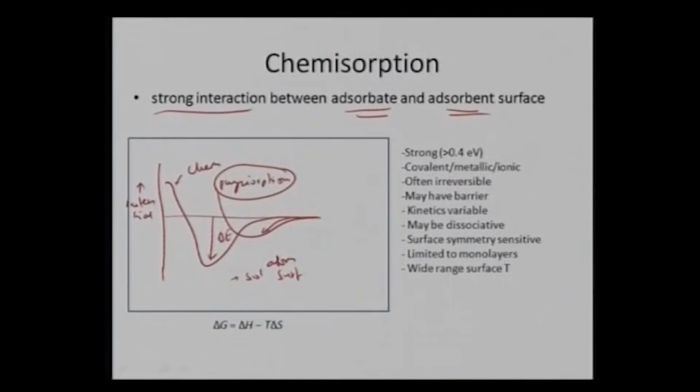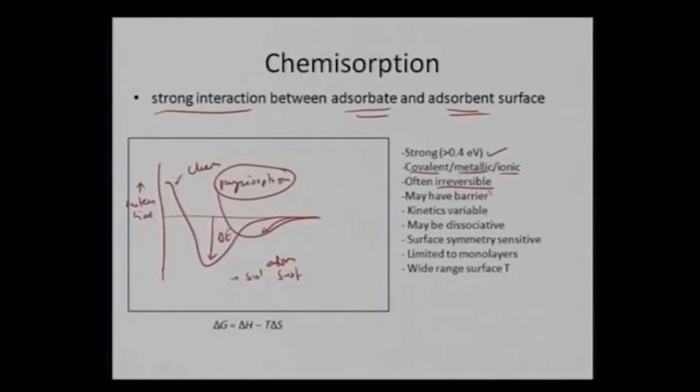So in this particular case, we have a very strong bond which can form here. It has a strength of greater than 0.4 electron volt. It can be a covalent bond, a metallic bond, or an ionic bond. And once a particular entity is formed, because it is a chemical reaction, it tends to be irreversible in nature.